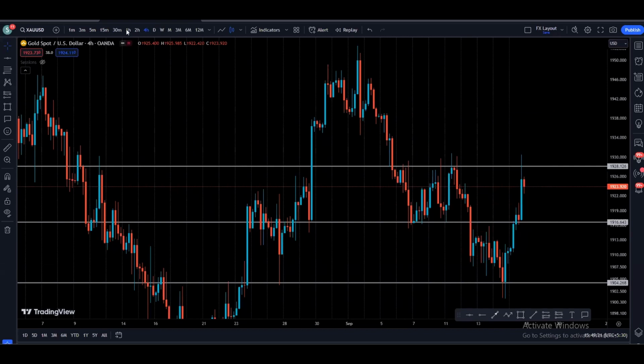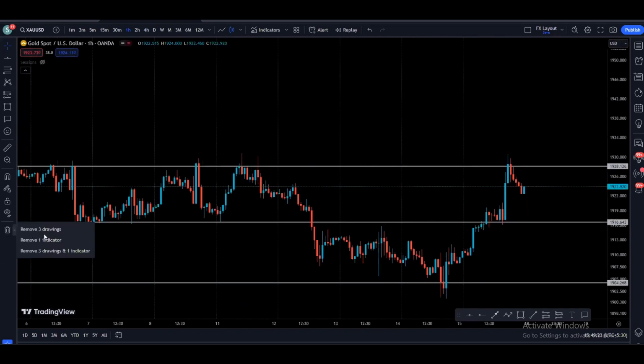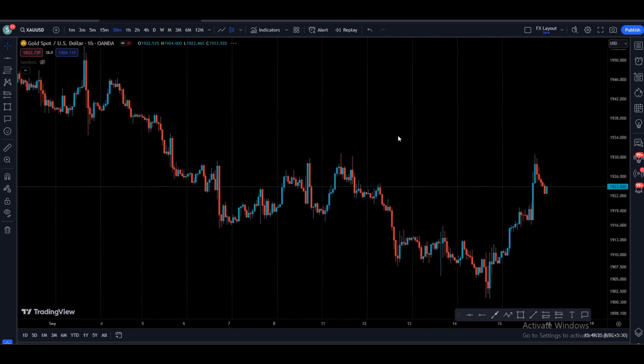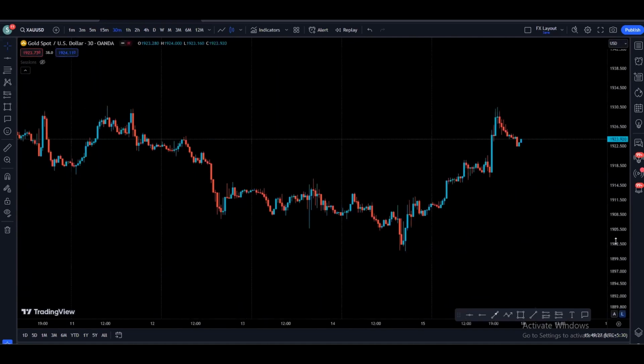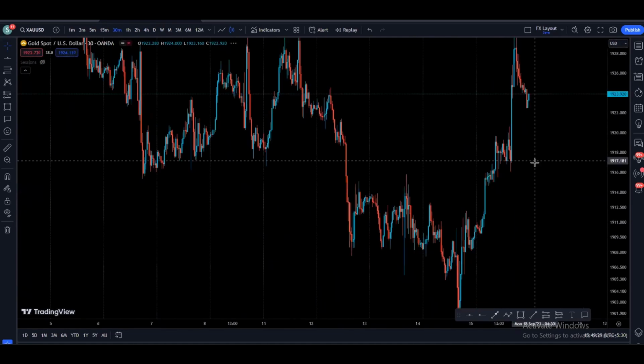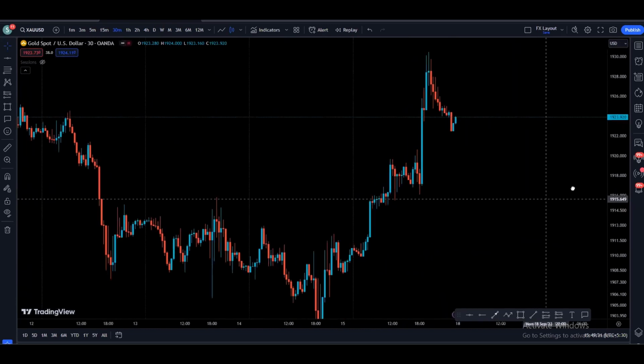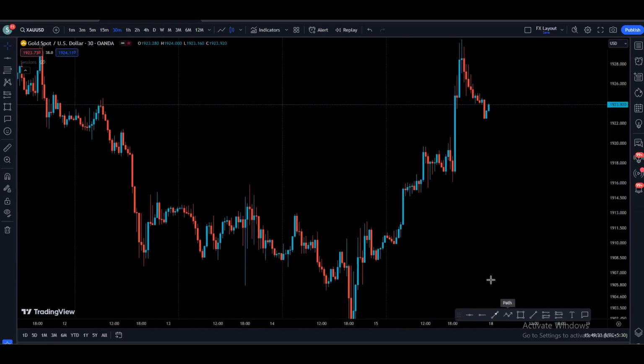Now let's go to the 1 hour and 30-minute time frame to find more details about what is happening. Let's directly jump to the 30-minute time frame. On the 30-minute time frame, we can see that the price is currently making higher highs and higher lows. We are kind of bullish on the 30-minute time frame. So we can see that we created a high, higher low, higher high, higher low.